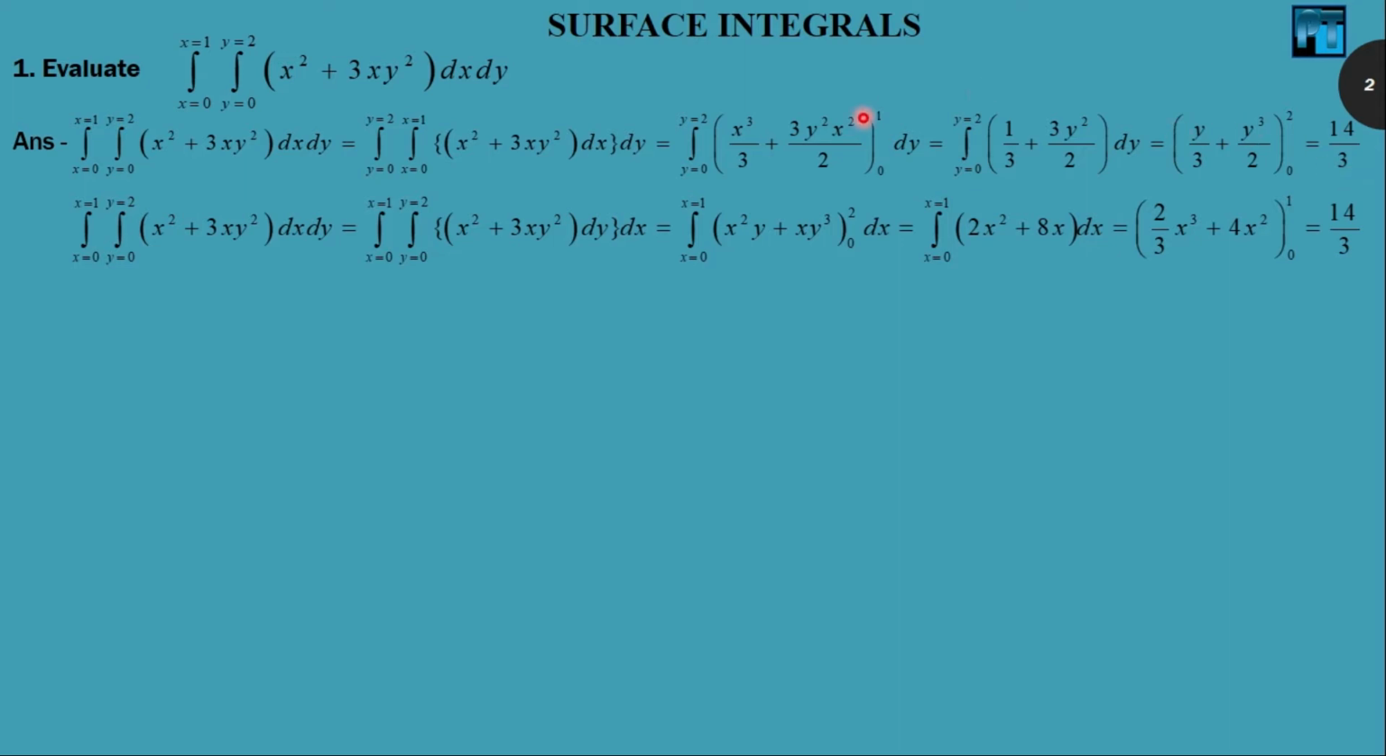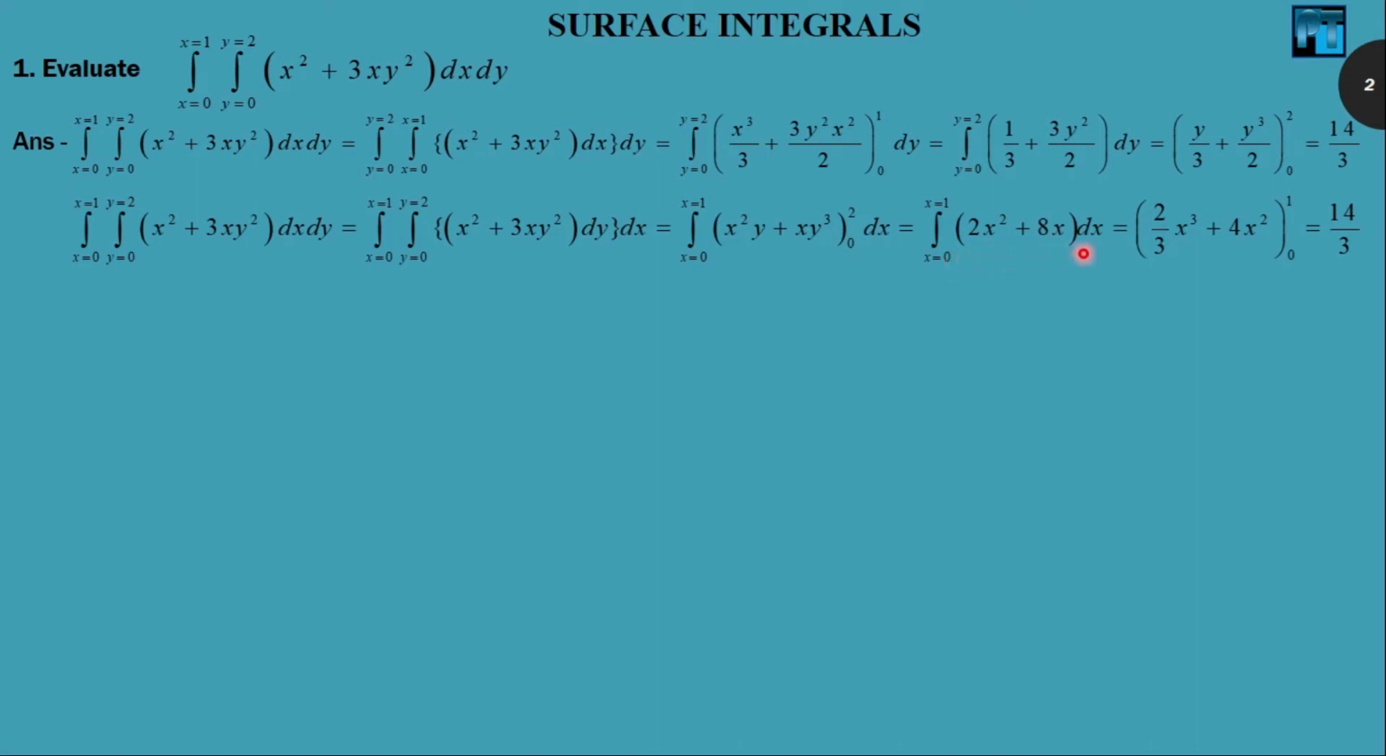Now here, within the second bracket only the y integration will happen, keeping x constant. So this is x square constant, x square y, 3x constant, and y square, that means y cube by 3. So 3 cancels out and we are left with x y cube. Okay. Then after putting the upper and lower limit, we have 2x square plus 8x.